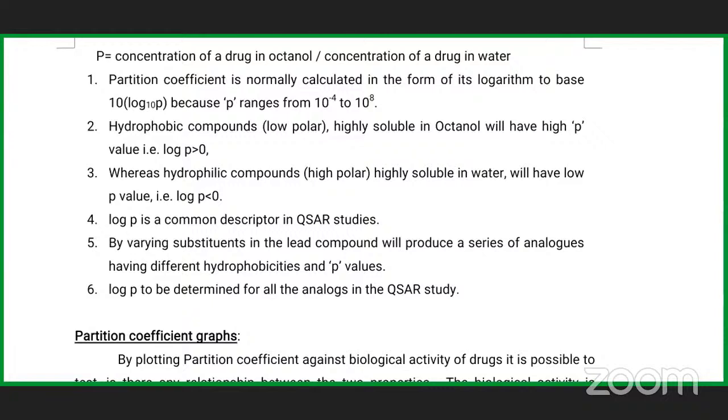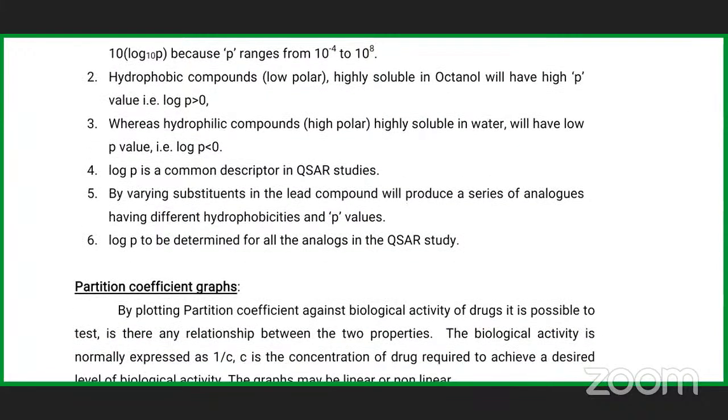By varying substituents in the lead compound, we produce a series of analogs having different hydrophobicity and P values. Log P has to be determined for all the analogs in the QSAR study. Generally, a QSAR model is generated for a series of compounds. For a single compound, the QSAR model cannot be generated, so you need to take a group of compounds, a series of compounds.